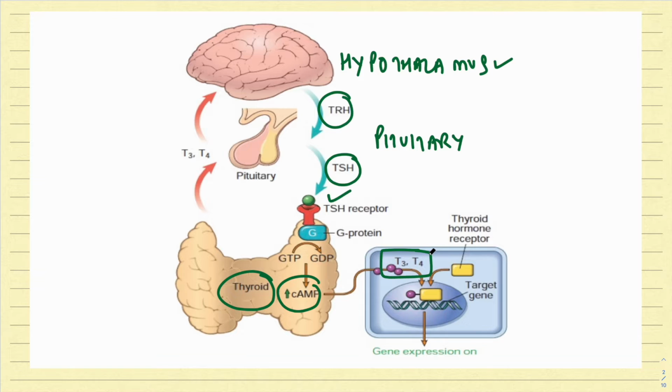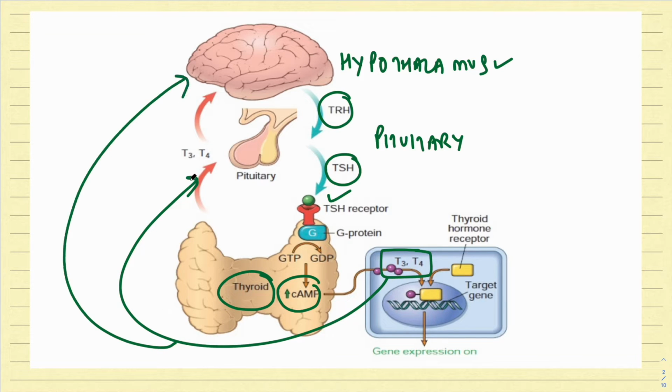So normally, if the T3 T4 secretion is normal, then they are going to cause what is called normal feedback inhibition. It is going to inhibit the release of TSH and TRH once their levels are adequate. So this is the normal regulation of the secretion of the T3 T4 hormone.